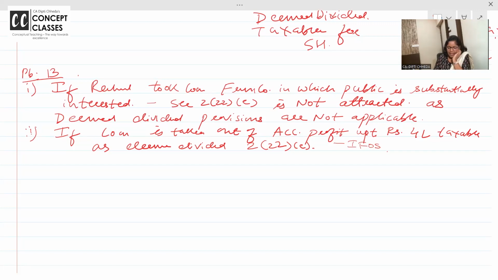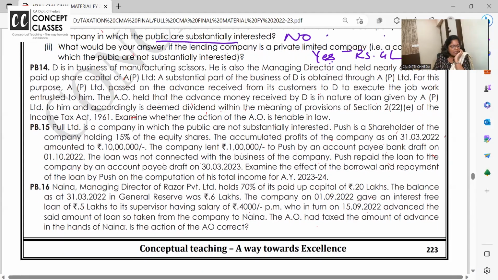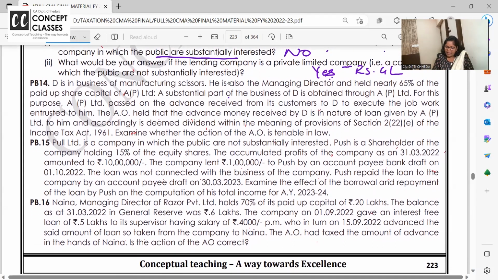One more we will take. I think they are simple commenting questions. So if you are clear, we can write the answer itself. देखो ये पढ़ो. D is in the business of manufacturing and he is also the MD and holds nearly 65% shares. A substantial part of D's business is obtained through a private limited company, which passed on advance received from its customer D to execute the job.